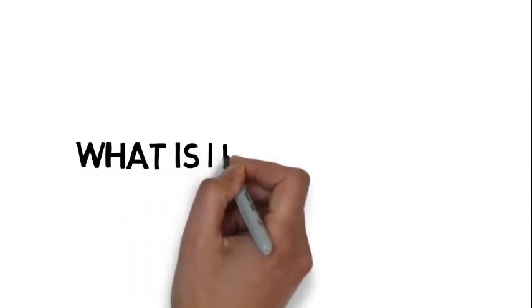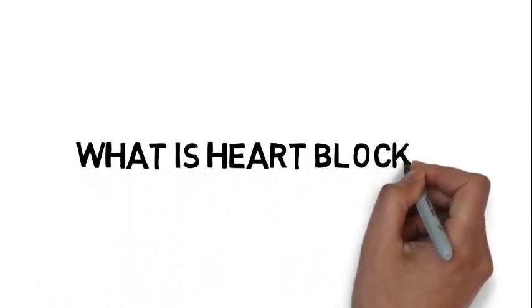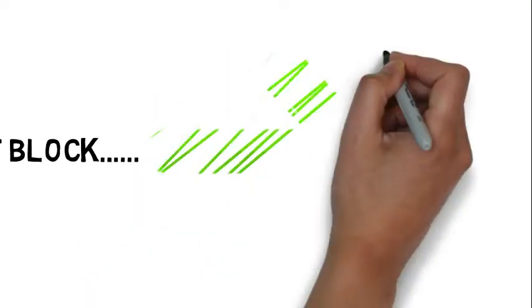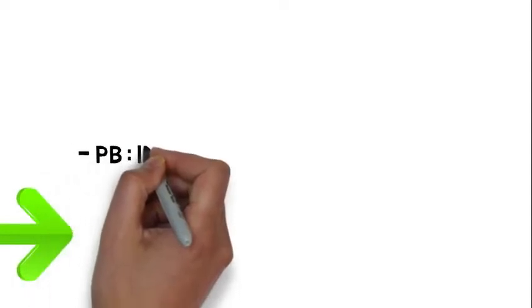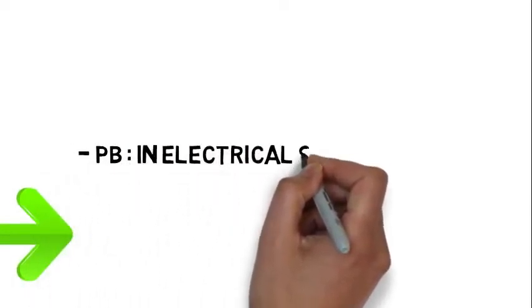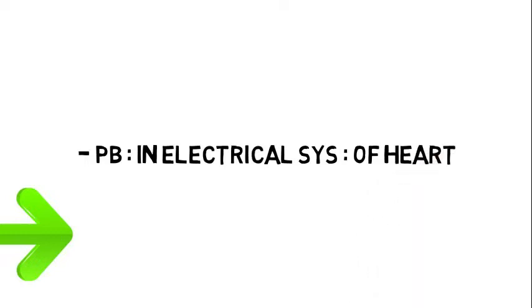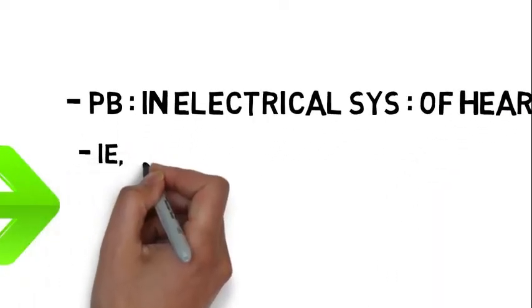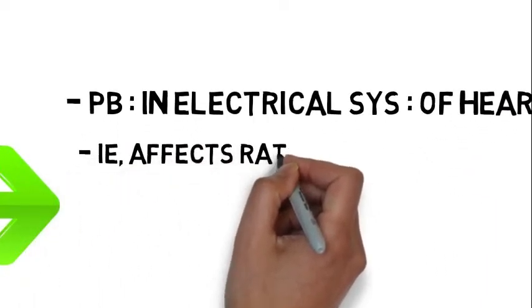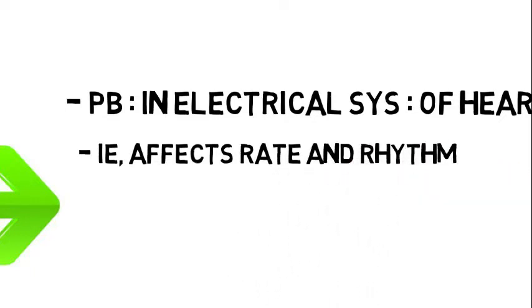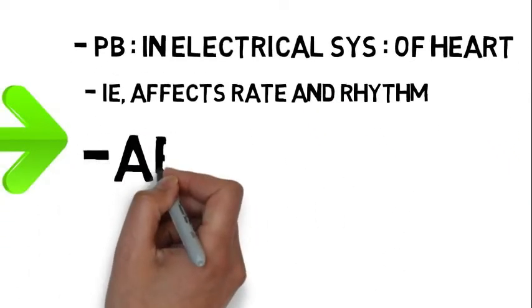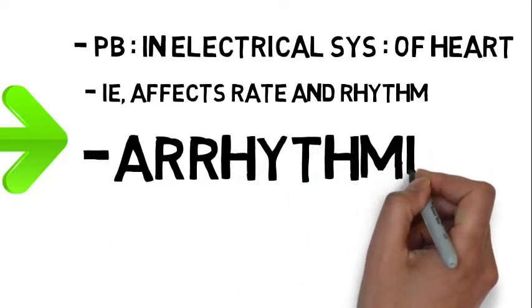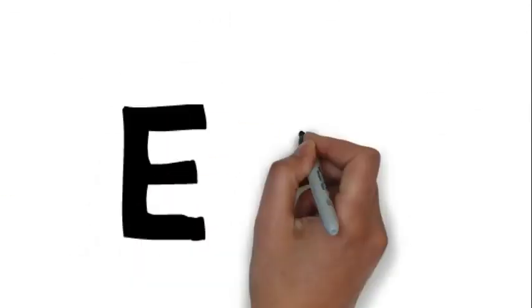So what is heart block? It's a problem that occurs with the heart's electrical system. That means the system which controls the rate and rhythm of the heart. When there is a problem in the electrical signal of the heart, heart block occurs. In short, we can say heart block is nothing but an arrhythmia of the heart. Got it?